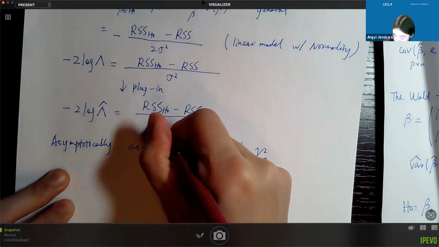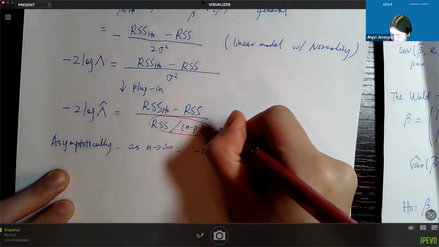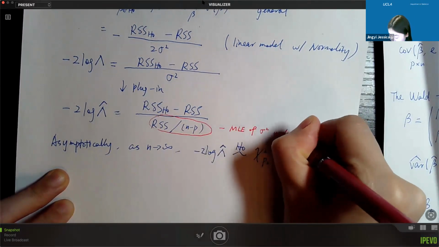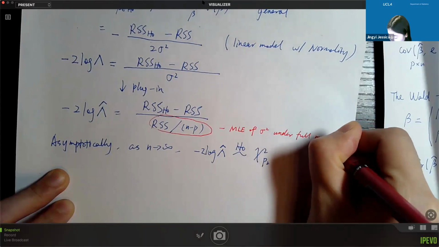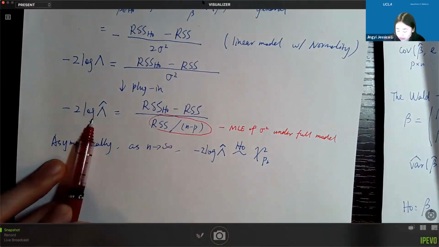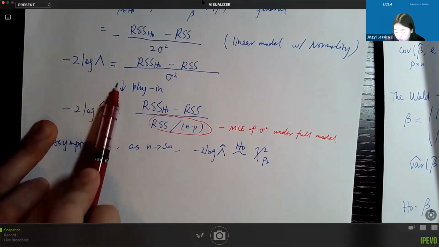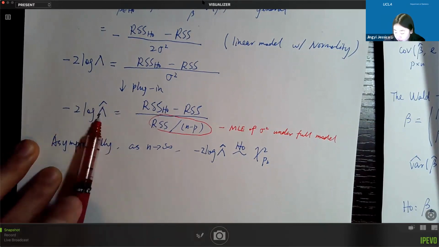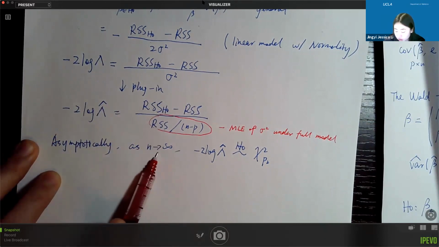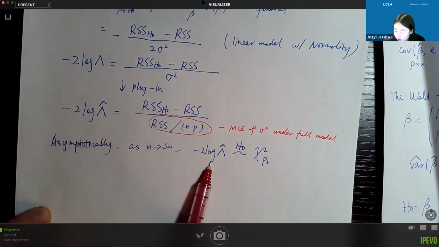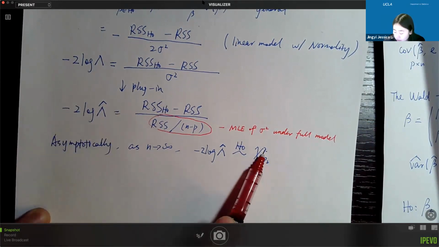So this term is actually the MLE of sigma square under the full model. We plug this in, and then we can get this estimator for the -2 log likelihood ratio. And we know that asymptotically, when n is large, where n is the number of observations for fitting a linear model, this test statistic approximately follows a chi-square distribution with p2 degrees of freedom under the null hypothesis.